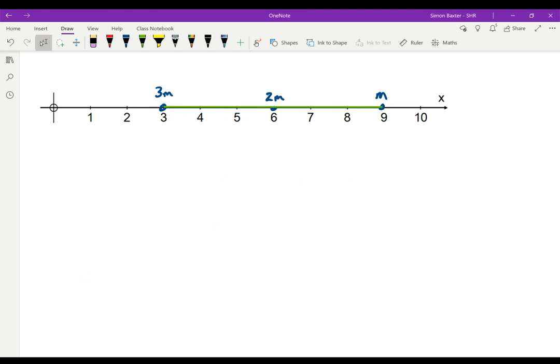What happens if we're a little bit more ambitious? Let's suppose we have three masses. A mass 3m at 3, a mass 2m at 6, and a mass m at 9. I think we can see that the balance point can't be at 6. It must be, because of the 3m, somewhere down here. Well, let's try and sort out where.